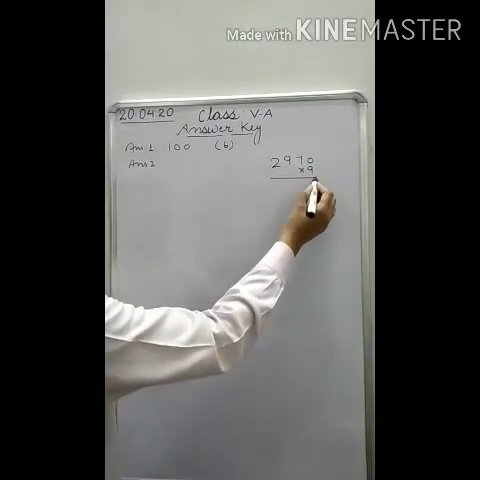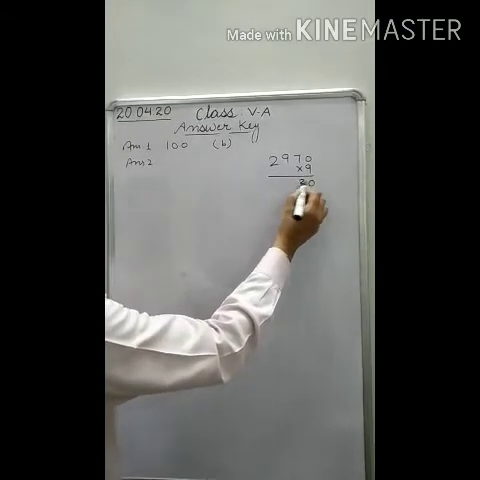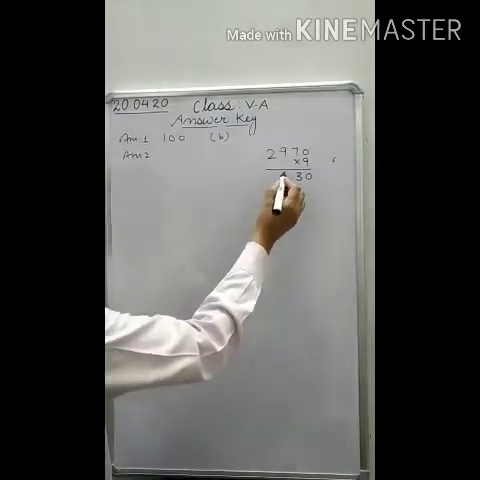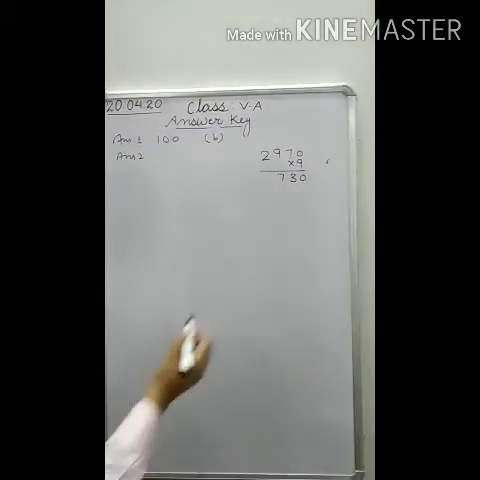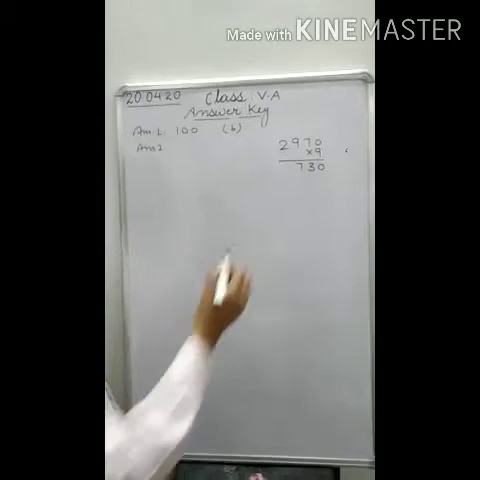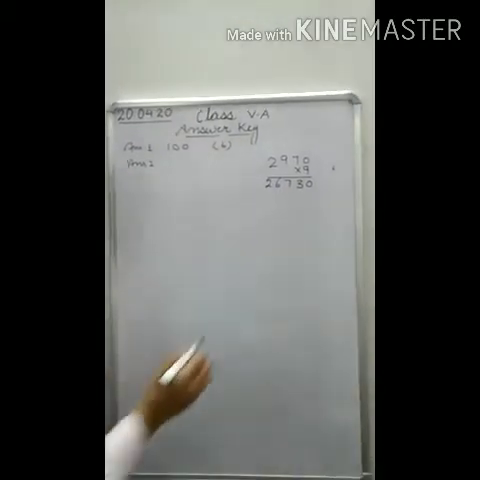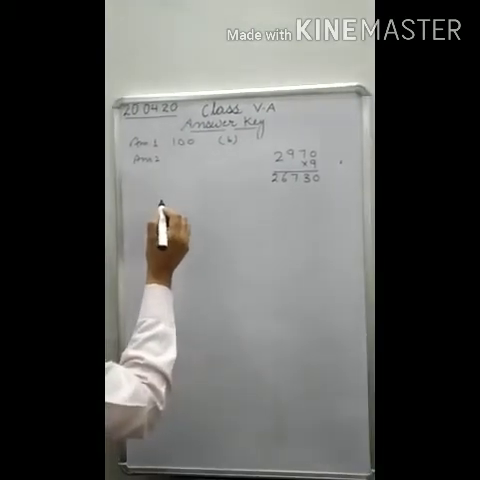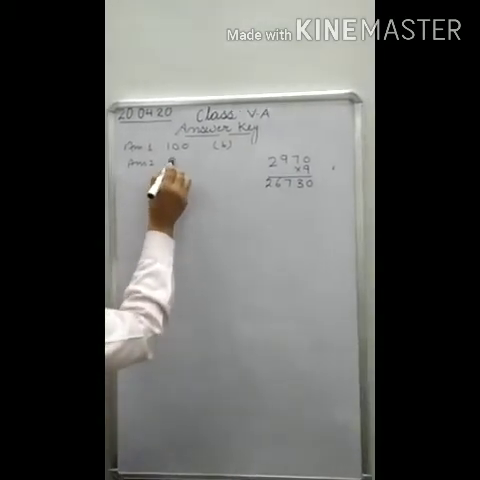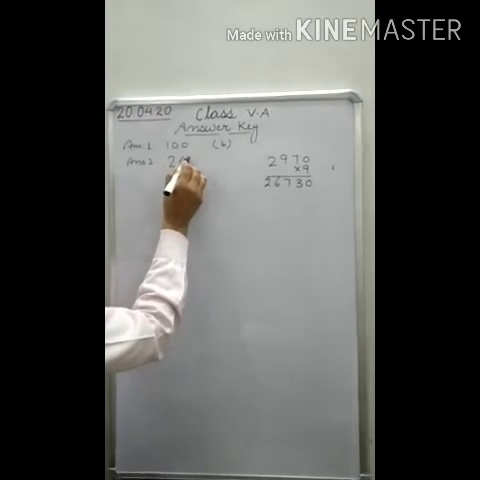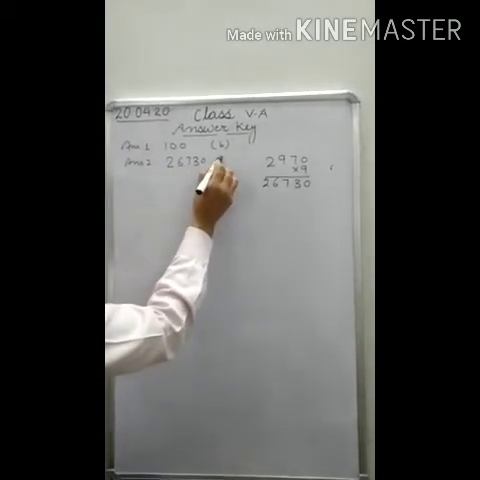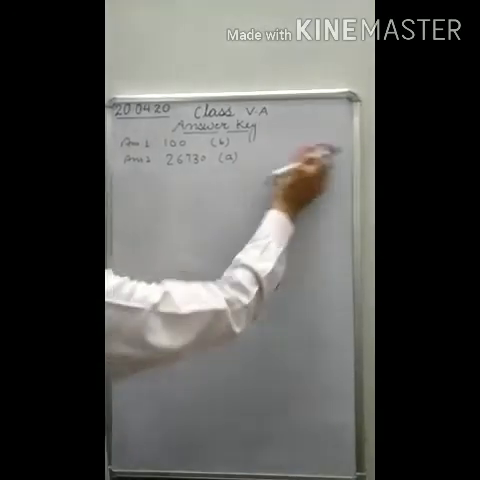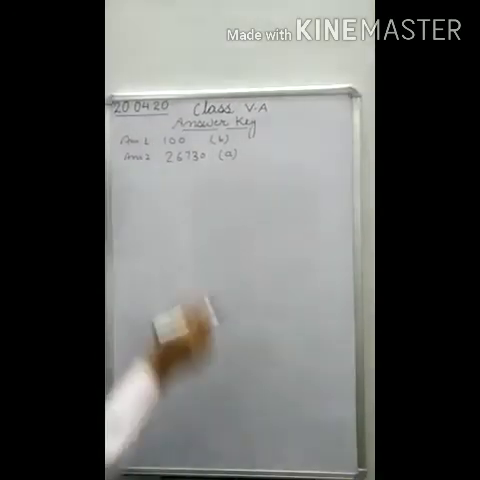9 0s are 0. 9 7s are 63. So 6 carry. 9 9s are 81. 81 plus 6 is 87. So 8 carry. Now 9 2s are 18. 18 plus 8 will be 26. So what will be your answer? It is 26,730. So your option will be A. Now just repeat. Go to the next answer.